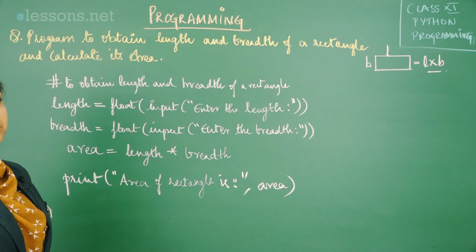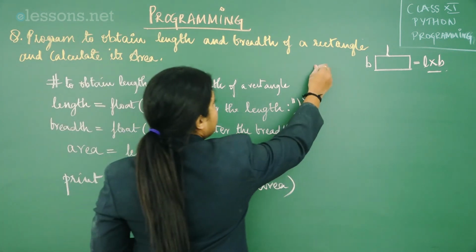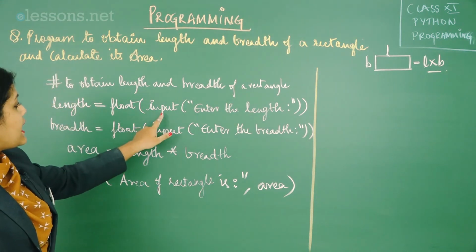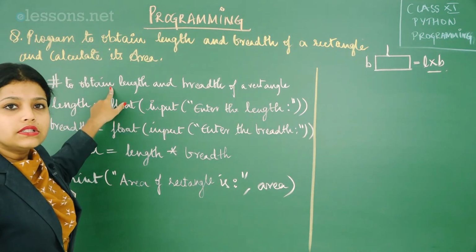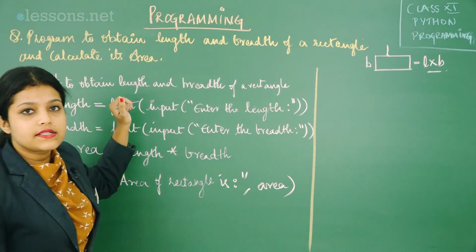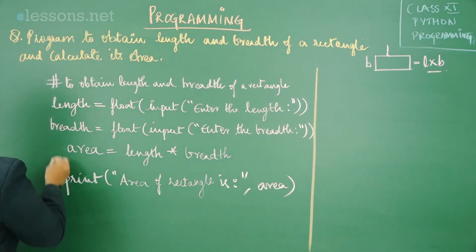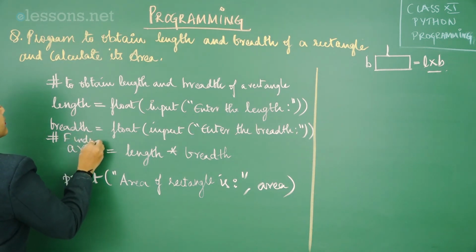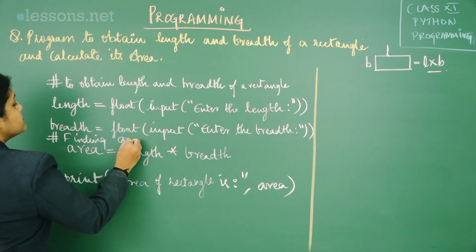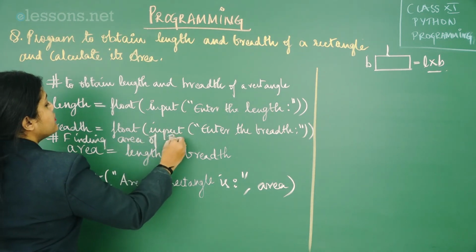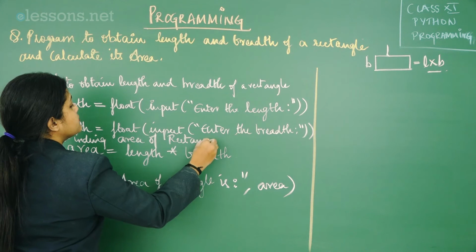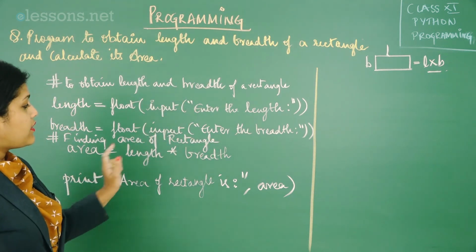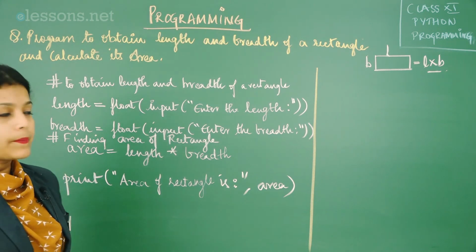Okay. So let me see what happens at the output side. Correct. So once I execute this, is a comment executed? No, this is for the user's reference. Correct. You can also add a comment over here: Finding area of rectangle. So here I have obtained the length and breadth. Here I have found the area of the rectangle.